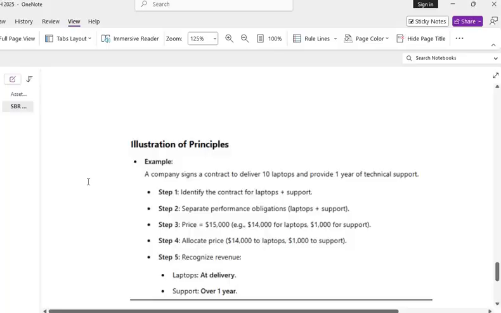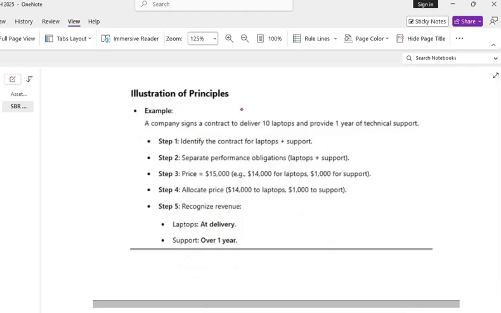Let's just check the illustration and then we'll wrap up. Now you see here, illustration of principle. A company signs a contract to deliver 10 laptops and provide 1 year of technical support. This is the agreement, this is the contract, and the contract is about 10 laptops and 1 year of technical support. So this identifies the contract. The contract is about laptops and support services.